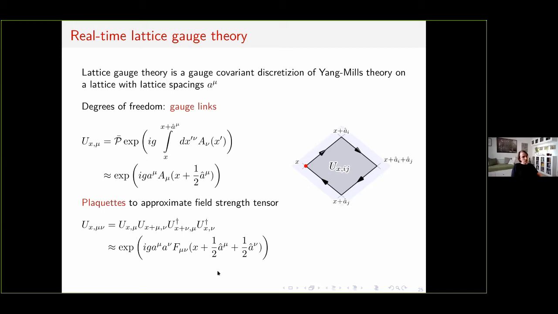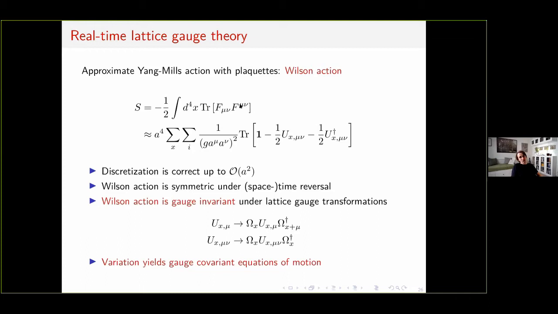If you do that and go to small lattice spacing, then you see that this small Wilson loop is actually related to the field strength tensor in this cell. And using that, you can actually discretize the Yang-Mills equation. So since we know how to approximate F_mu nu, basically we know how to approximate the Yang-Mills action.